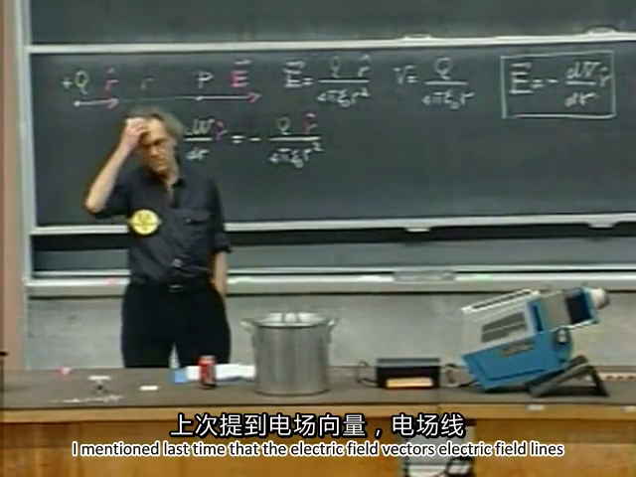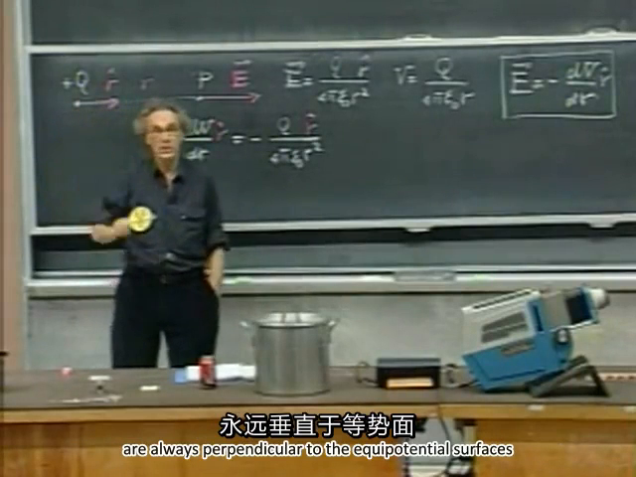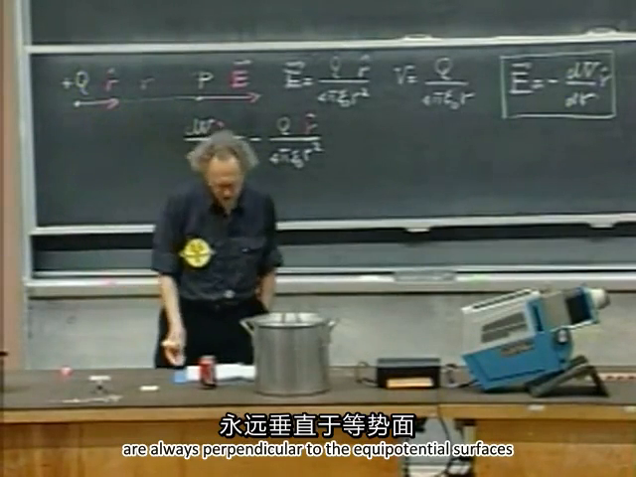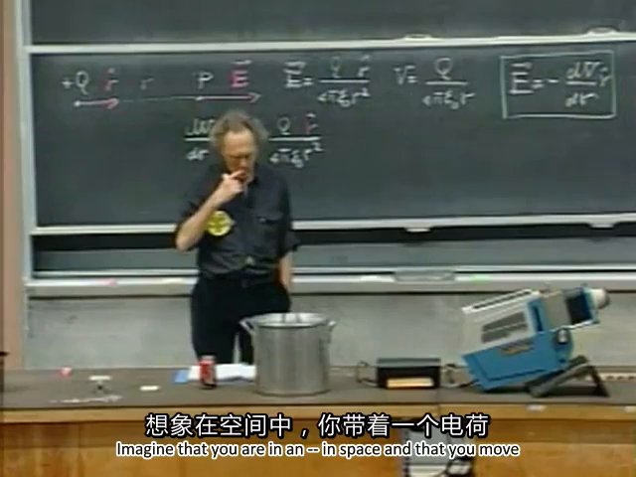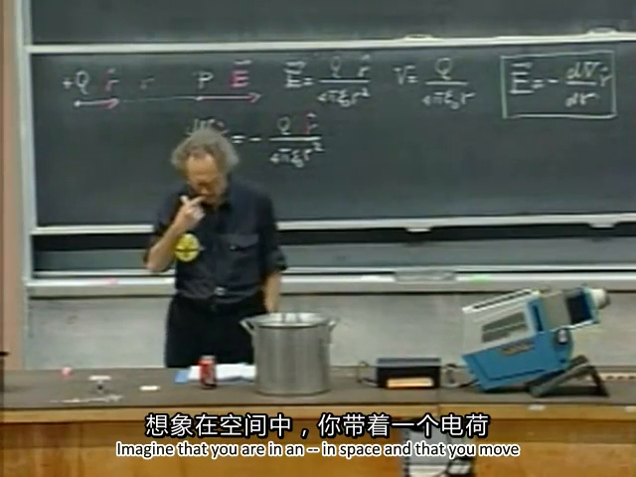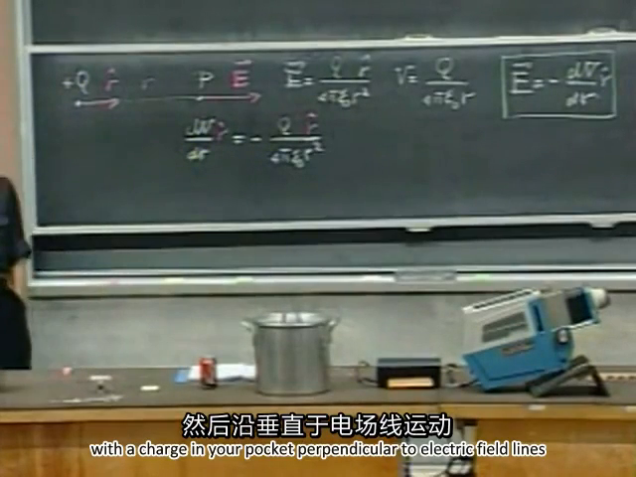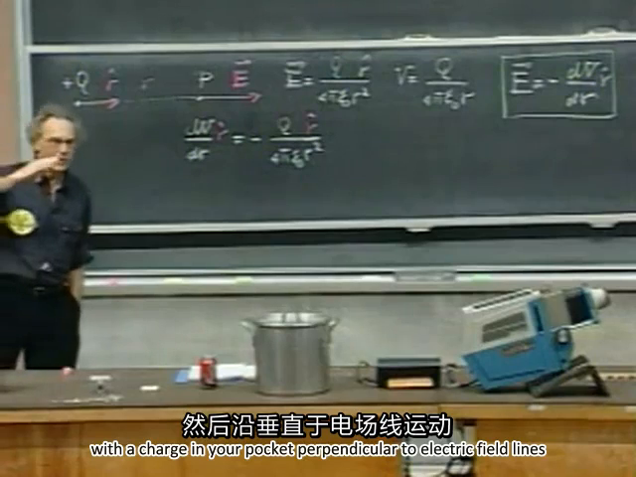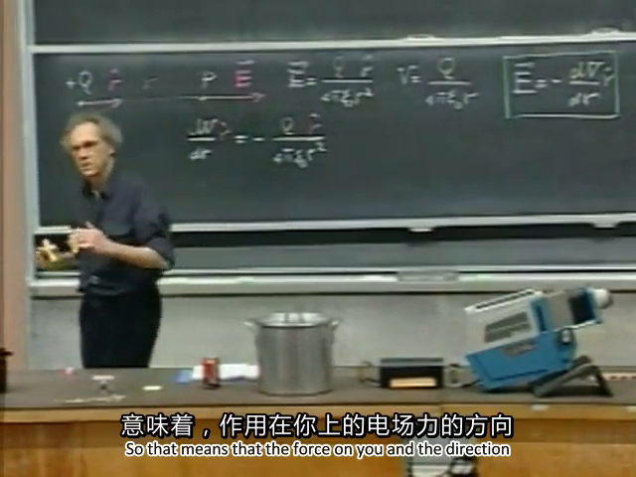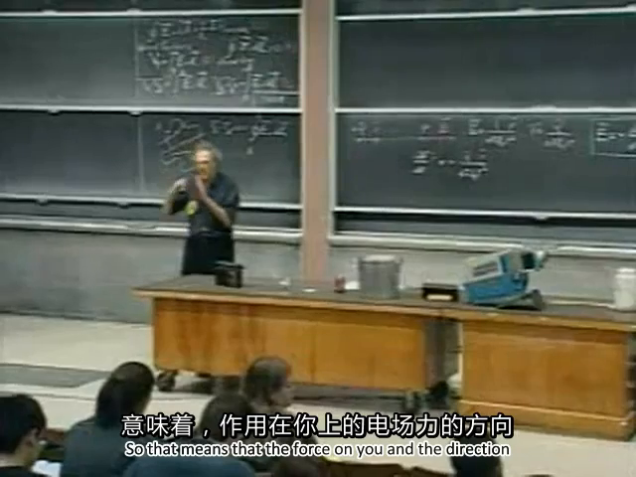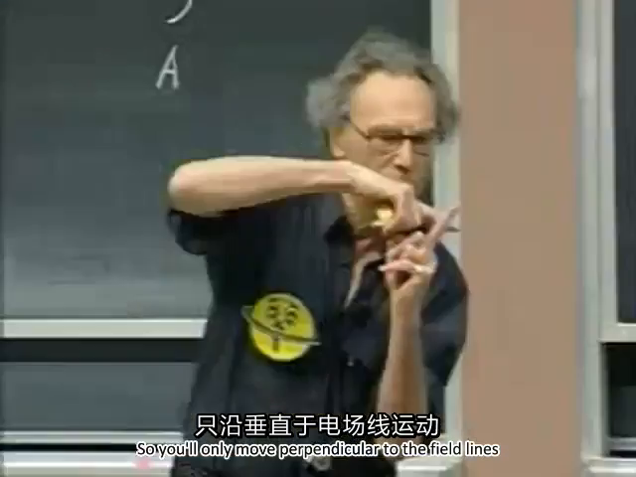I mentioned last time that the electric field vectors, electric field lines, are always perpendicular to the equipotential surfaces. And that's obvious why that has to be the case. Imagine that you are in space and that you move with a charge in your pocket perpendicular to electric field lines. So you purposely move only perpendicular to electric field lines. So that means that the force on you and the direction in which you move are always at 90-degree angles. So you'll only move perpendicular to the field lines.